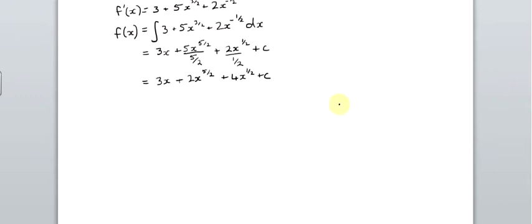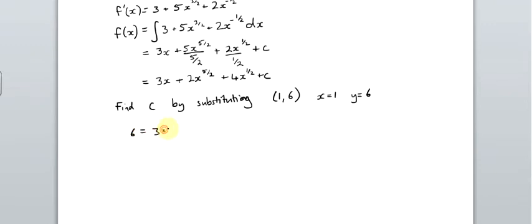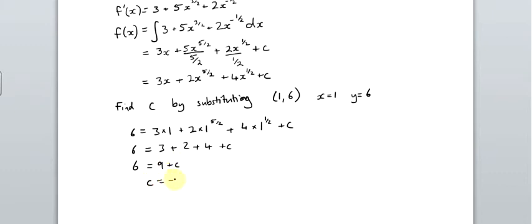So we are going to now find c by substituting that point. It was 1, 6, I believe. So x is obviously equal to 1 and y equals 6. So we've got 6 equals 3 times 1 plus 2 times 1 to the 5 over 2 plus 4 times 1 to the half plus c, which simplifies to 6 equals 3 plus 2 plus 4 plus c. So 6 equals 9 plus c. So c must be equal to -3.